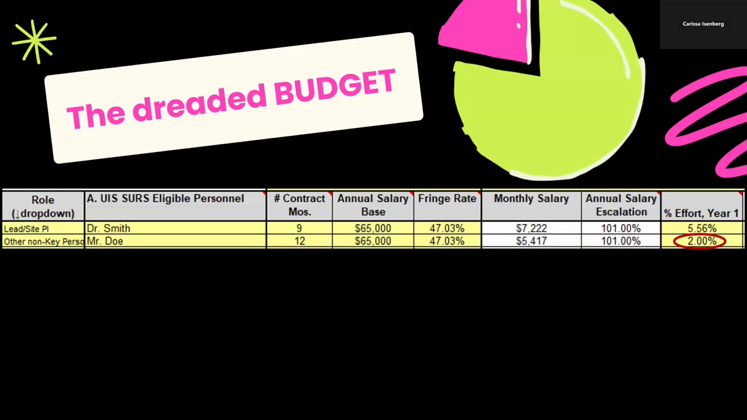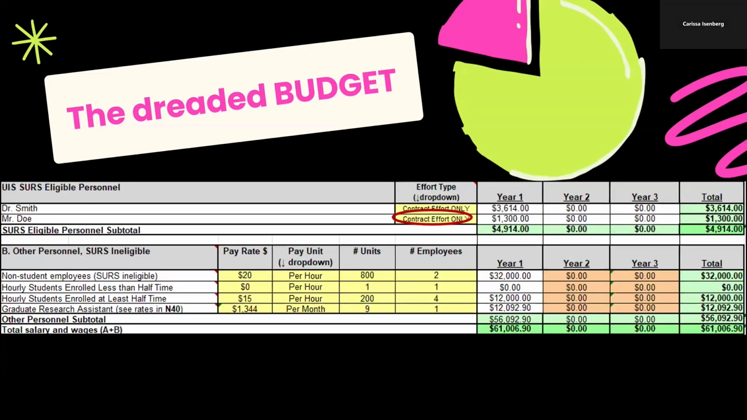And due to being non-key personnel, non-lead personnel, Mr. Doe is not dedicating nearly as much effort to the project. He is only estimating about 2% effort. If you remember me saying a few times, the yellow cells are the only things you typically need to edit or change what's in a dropdown. Mr. Doe is a 12-month employee, so he is not eligible for any sort of summer month effort. He is not working overtime. He's not putting in overload time. So his dropdown is contract effort only.